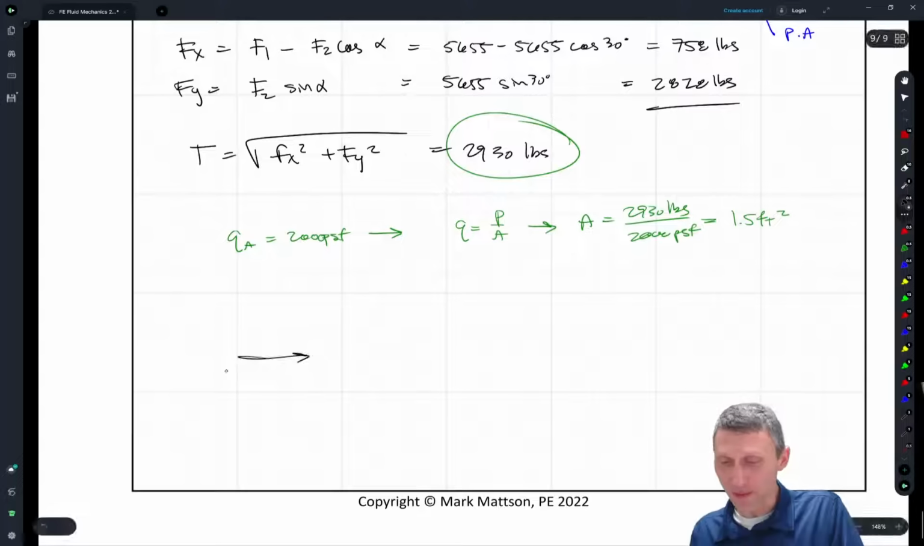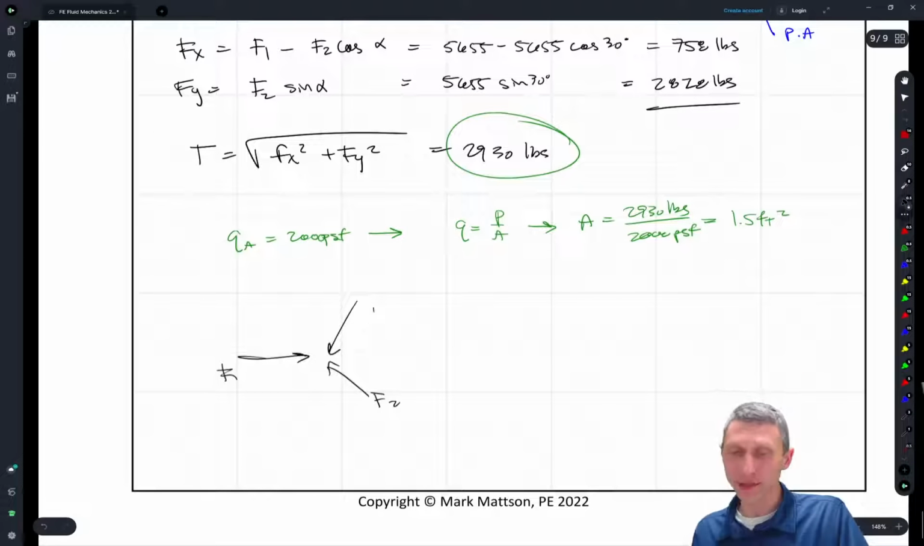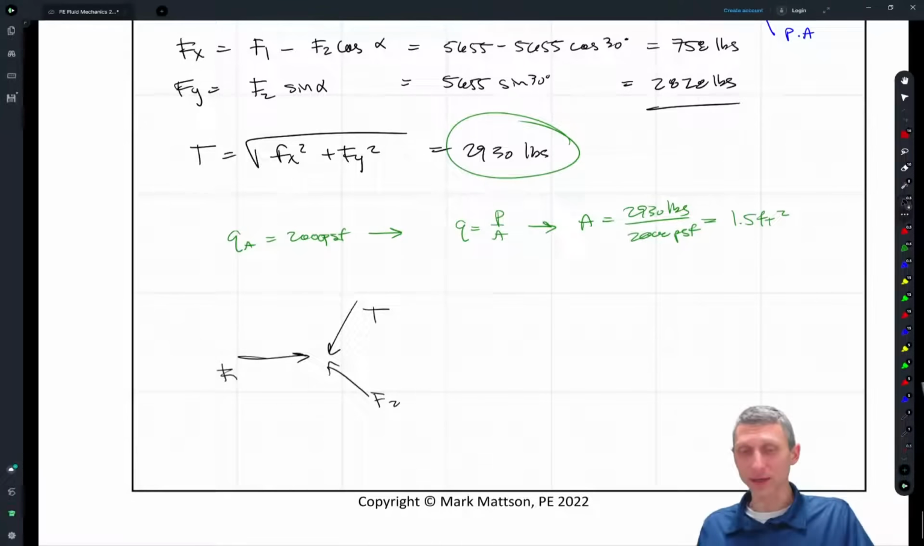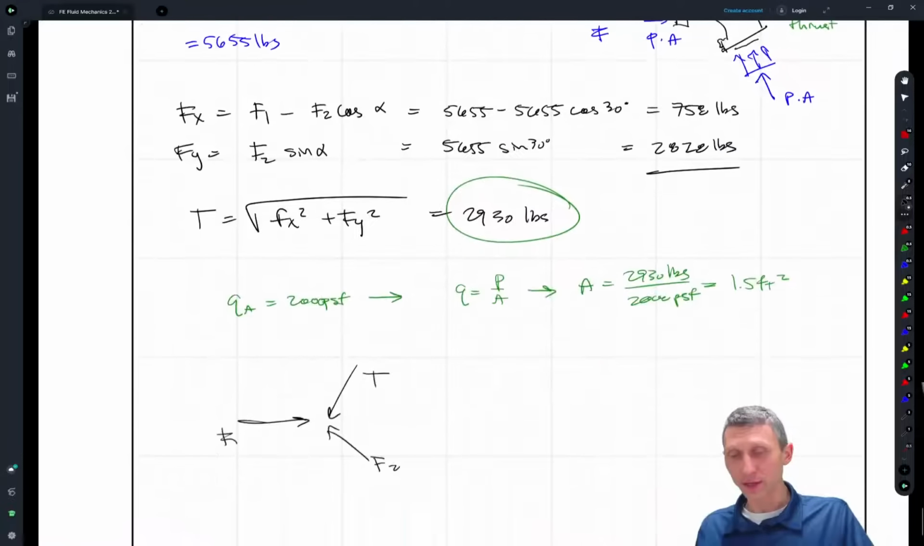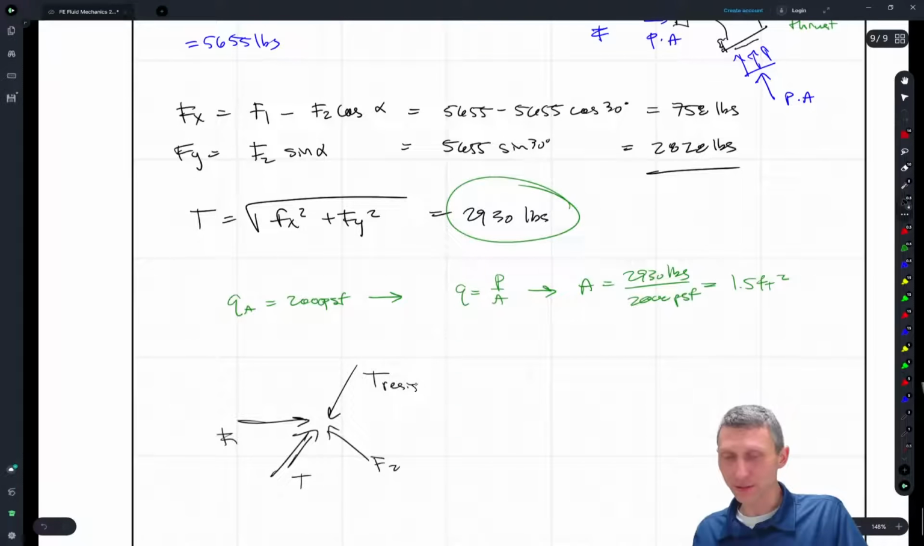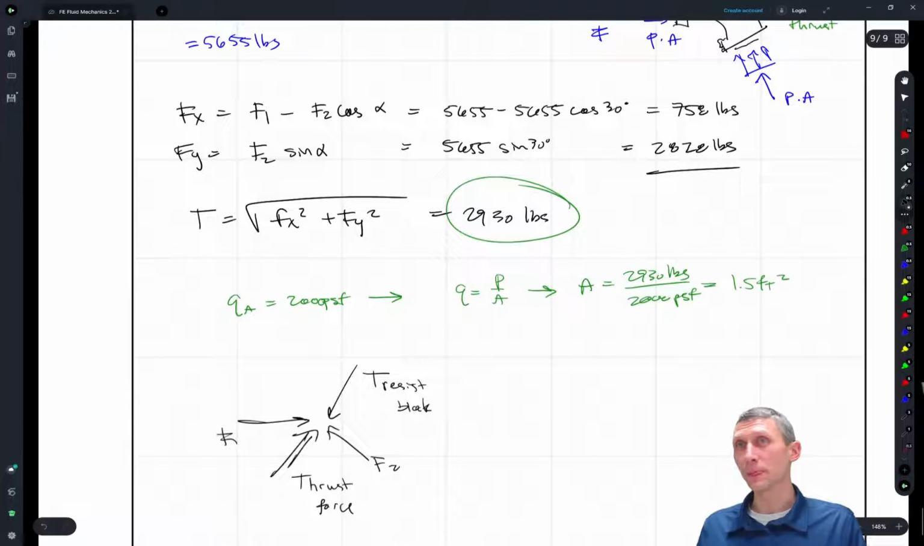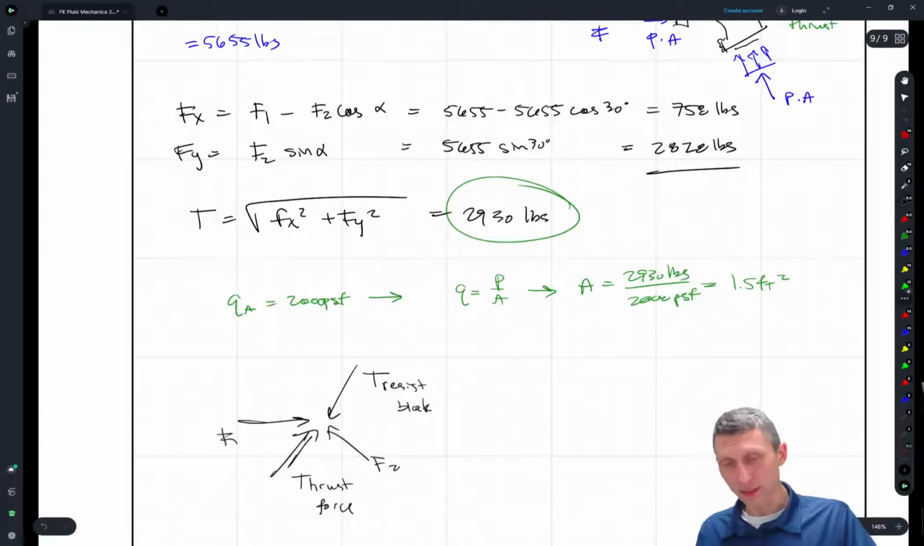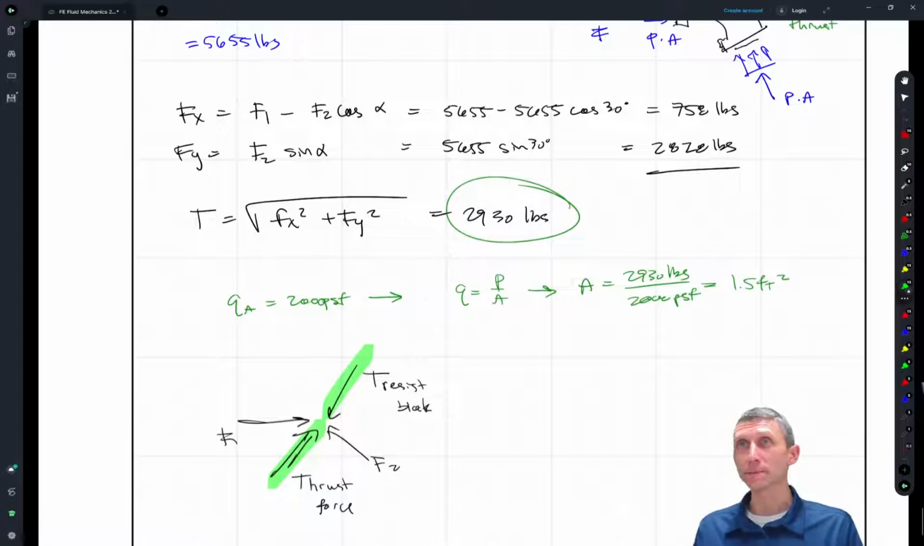But basically what's this? This is force 1, this is force 2, and this goes back to the beginning. I drew the thrust the other way because it's the resultant force. This turns into a resultant thrust that has to be resisted by the resisting thrust block, versus the thrust force, right? These two forces, your thrust force and your resisting force, have to balance in order for this thing to be static.